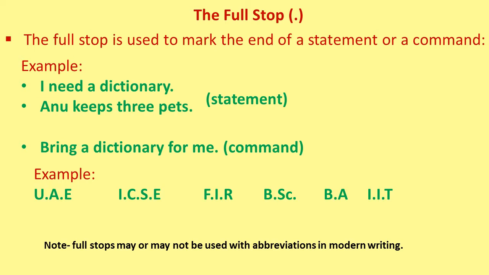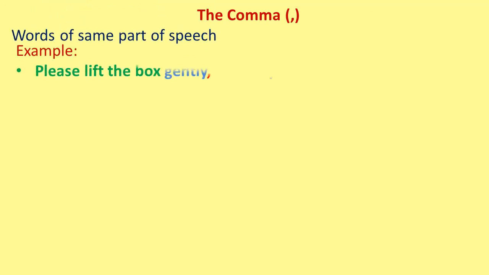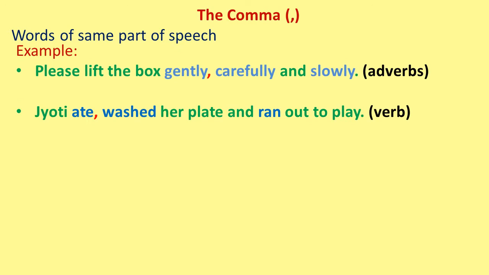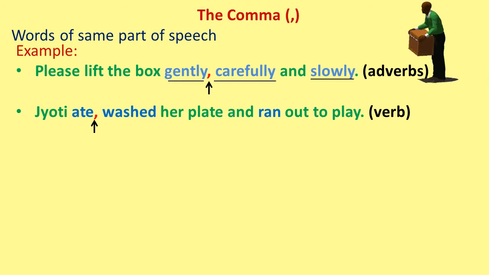Next, we have comma. The comma indicates the shortest pause in a sentence. It is used to separate three or more words of the same part of speech. For example, please lift the box gently, carefully, and slowly. And second sentence says, Jyoti ate, washed her plate, and ran out to play.